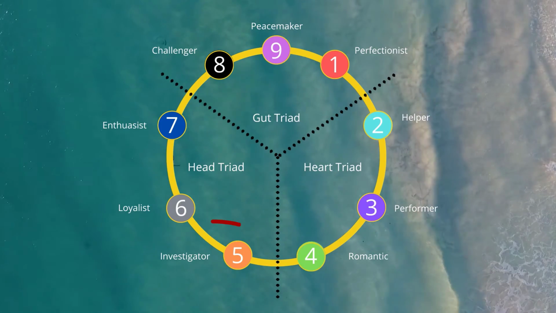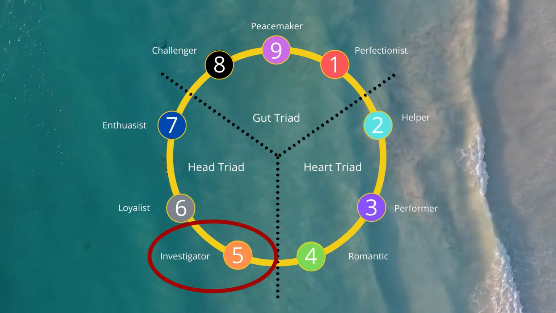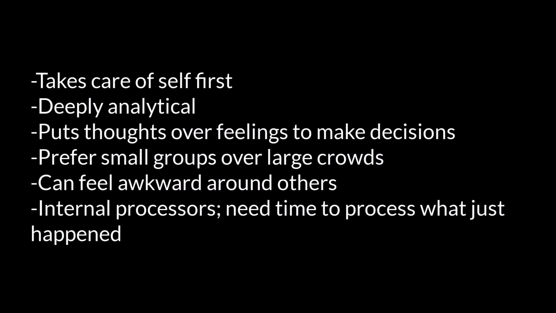Number 5 is the investigator, or the thinker. Think Marie Curie, Bill Gates, Nikola Tesla. Takes care of self first, deeply analytical. Put thoughts over feelings to make decisions. Prefer small groups over large crowds. Can feel awkward around others. Internal processors need time to process what just happened.